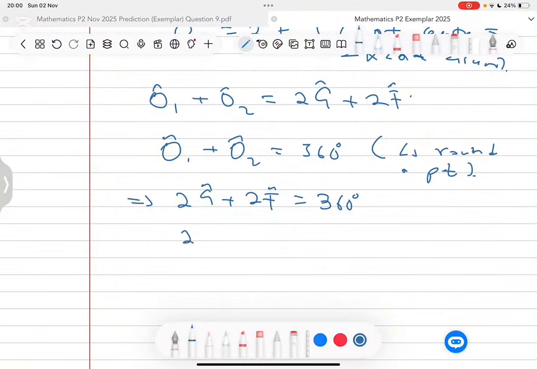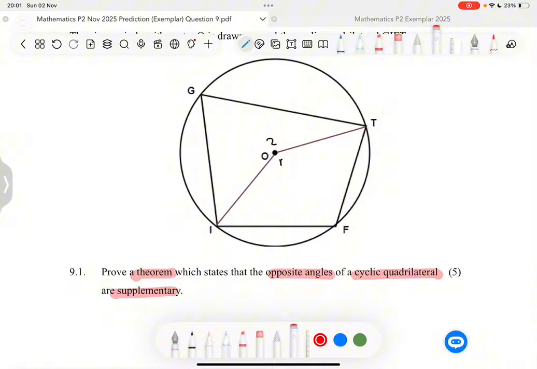Remember that if you divide 360 by 2, it gives you 180. That's the half of that. But if you look at what we have done here, we're actually saying the sum of angle G and F, which are these angles here, is equal to 180 degrees. They are supplementary. That means we have proved that this pair of angles are the same.